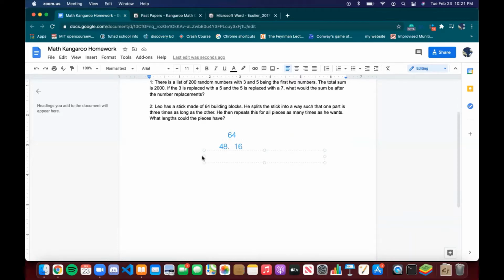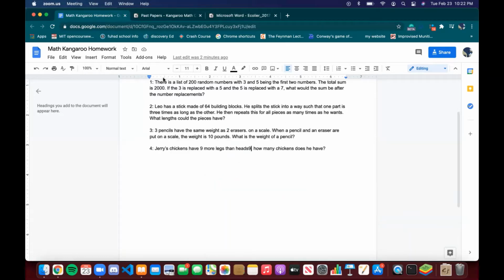And then we keep on doing that. 48 splits to 36 and 12, and 16 splits to 12 and 4. And then we keep splitting. 36 goes into 27 and 9, and 12 goes to 9 and 3, 12 goes to 9 and 3 again, and 4 goes into 3 and 1. And 27 cannot be split further, so the numbers we have are 1, 3, 4, 9, 12, 16, 27, 36, 48, and 64. And that would be our answer for problem 2.